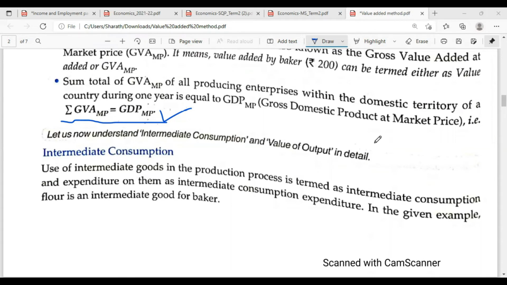In the same value added method, we have another element, which we call intermediate consumption. As I already told you, intermediate consumption is nothing but the expenditure incurred on intermediate goods which are needed for producing a final output. If you want to calculate value added, you have to deduct intermediate consumption. The value of intermediate goods should be deducted from the value of output, or else there is a possibility of double counting. To minimize this problem of double counting, we have to deduct this intermediate consumption.